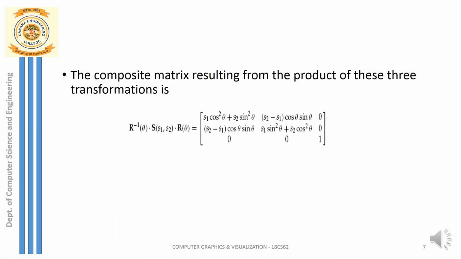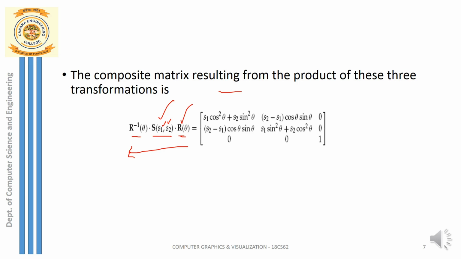We can just see here how to do that with the help of a matrix. As I already said, before you apply the actual scaling, first you orient the object by applying rotation. Since the sequence of transformations is done from right to left, first the rotation is applied by an angle theta. After rotating the object, you can apply the actual scaling. The scaling factors are given here, S1 and S2. Once you perform the actual scaling, finally you undo the rotation.